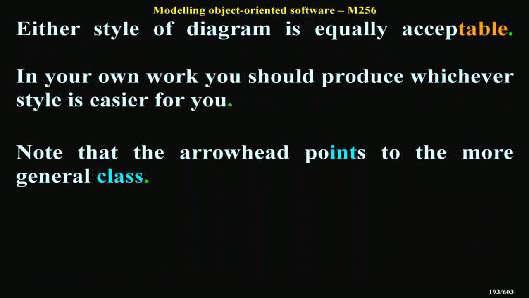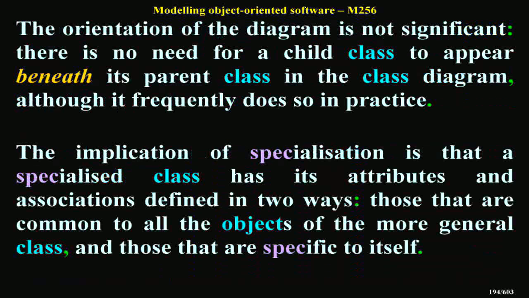Note that the arrowhead points to the more general class. The orientation of the diagram is not significant. There is no need for a child class to appear beneath its parent class in the class diagram, although it frequently does so in practice. The implication of specialization is that a specialist class has its attributes and associations defined in two ways: those that are common to all the objects of the more general class, and those that are specific to itself.